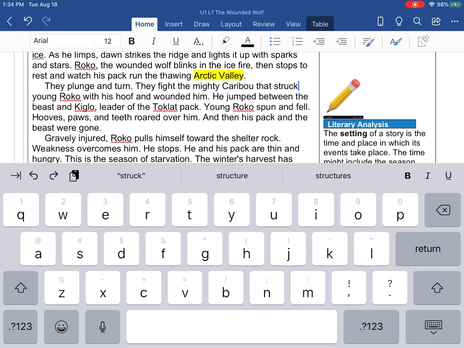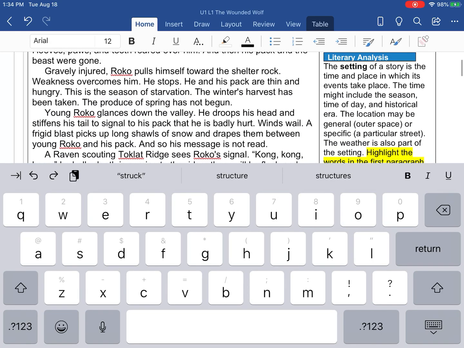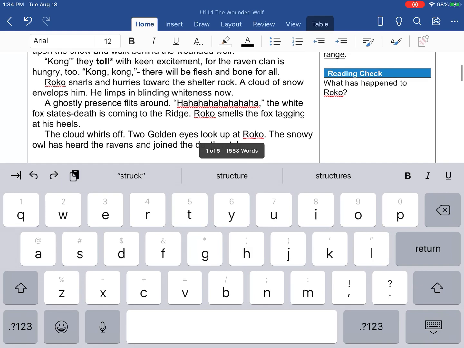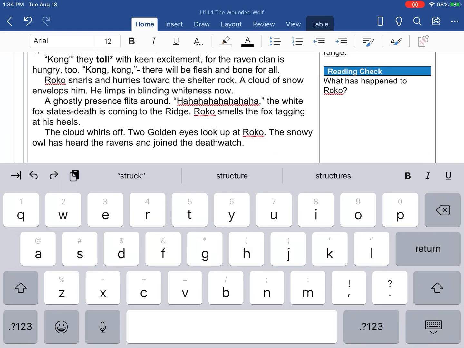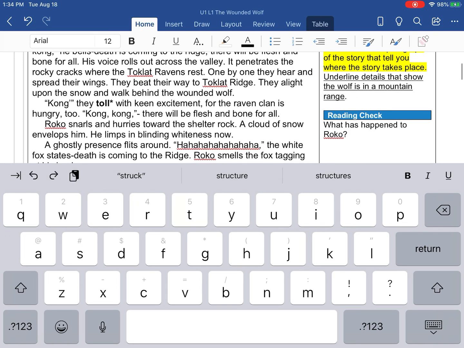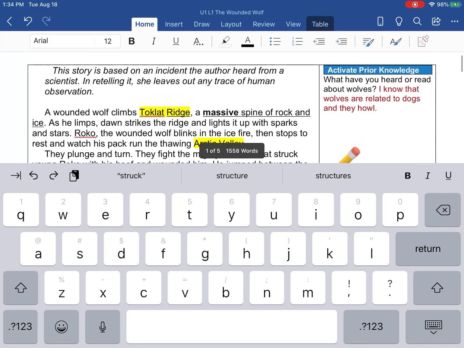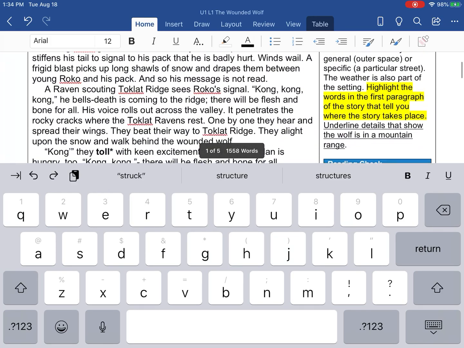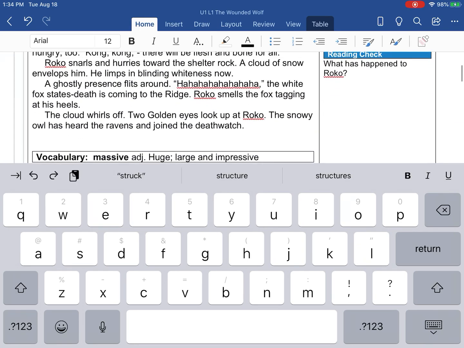you out with that. All right, so as we're scrolling down here, we're down now to the third thing that we need to do on this page, okay? This is the reading check. What has happened to Rocco? Remember, we are going to be rereading this as we're answering these questions, okay? So you might want to reread the whole page and then start answering your questions, okay? So what has happened to Rocco?